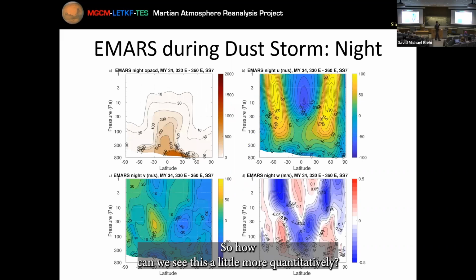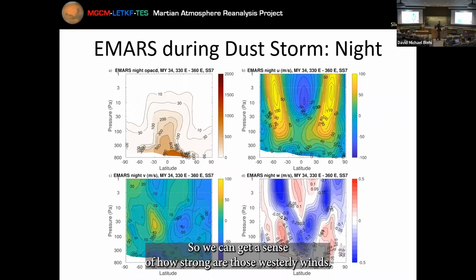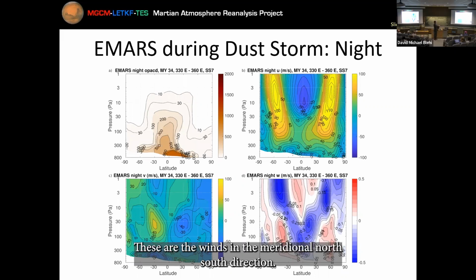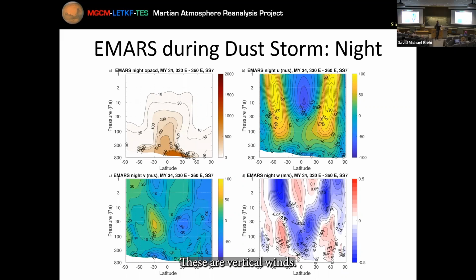Okay, so how can we see this a little more quantitatively? This is EMARS. This is our reanalysis product. This is the jets. So we can get a sense of how strong are those westerly winds. These are the winds in the meridional north-south direction. So that's telling us how we take dust from the mid-latitudes to the equator and then back again. These are vertical winds, right? So up or down motions.